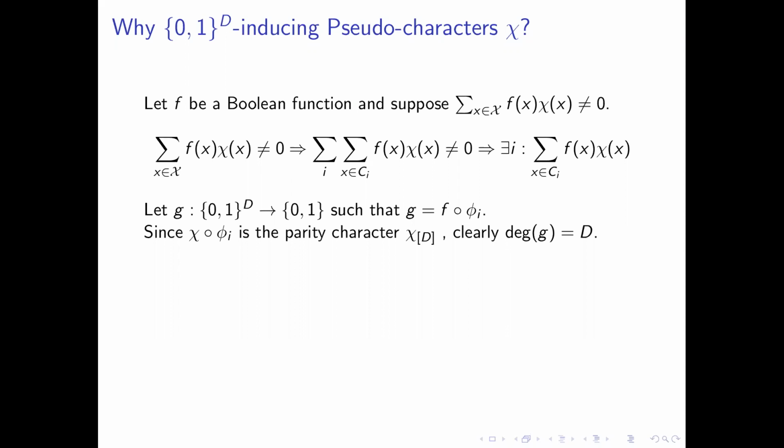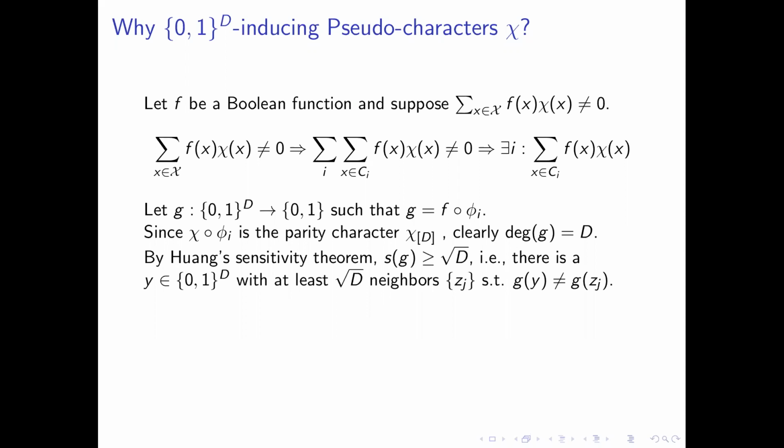So because of this inner product, we have that the degree of G is clearly D. And so now we're going to reduce to Huang's sensitivity theorem. I have a Boolean function on the hypercube G of degree D, and so I know that it has at least root D neighbors such that if I evaluate G at the neighbor, then the function value changes.